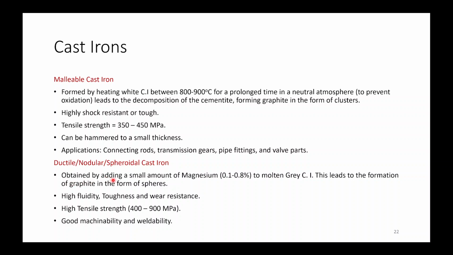These are obtained by adding a small amount of magnesium or other metals such as cerium to molten grey cast iron. When we add it, these act as nucleation sites, and this leads to formation of graphite in the form of spheres. It has very high fluidity, toughness and wear resistance, and it has high strength up to 400 to 900 megapascal, and it has good machinability and weldability.